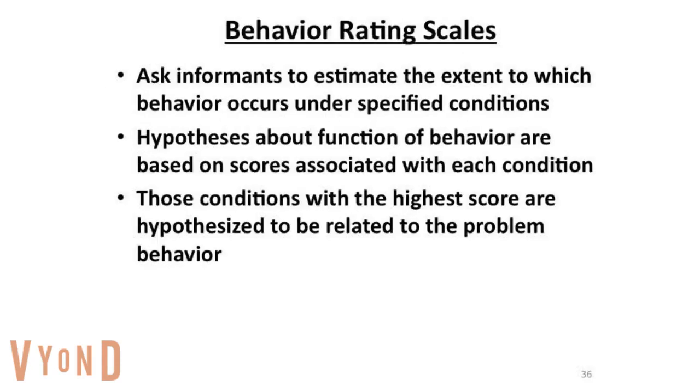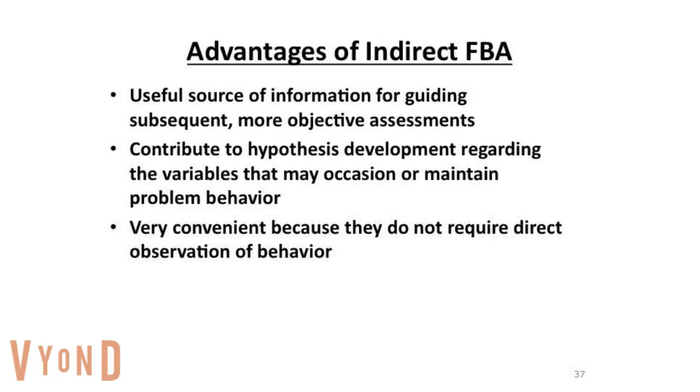Behavior rating scales ask informants to estimate the extent to which a behavior occurs under certain contexts. The scores help to formulate a hypothesis. Indirect assessments are useful information for guiding the assessments. They contribute to developing a hypothesis as to why a problem behavior occurs. They are also convenient and do not require observations.